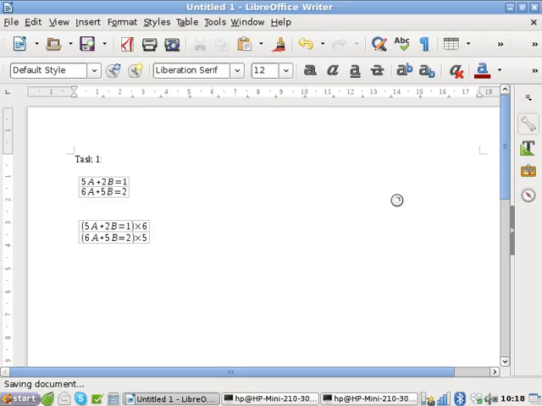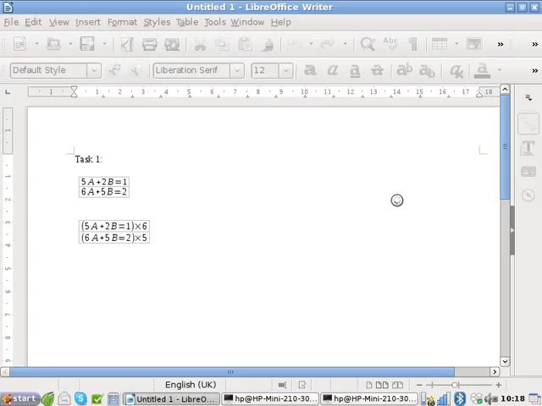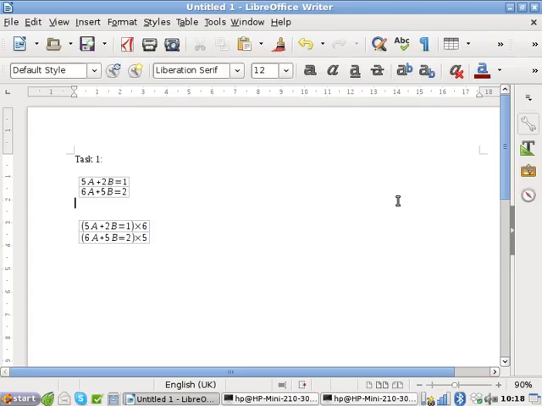Insert object. Insert object formula. Oh yeah, you can get it free. Is it going to be possible to do this in Word as well?